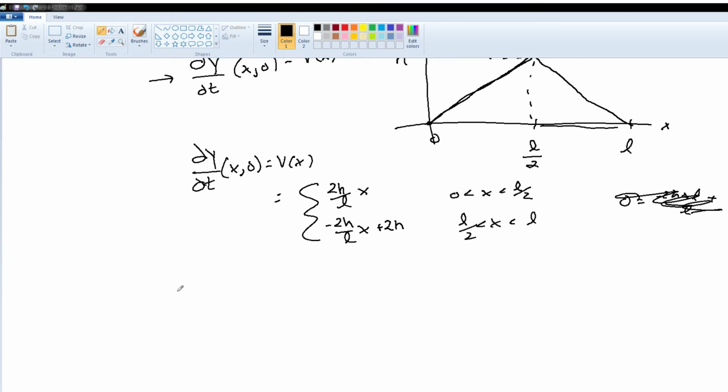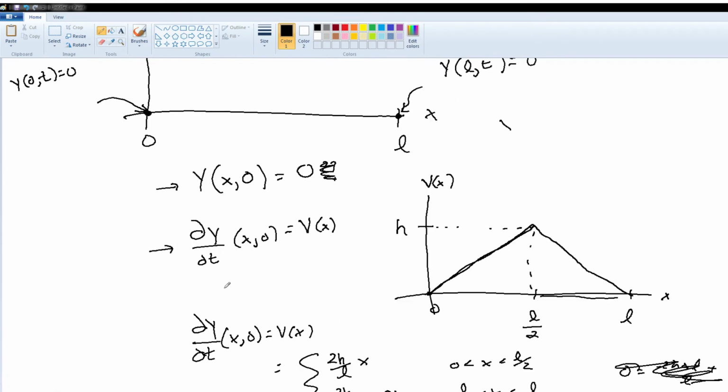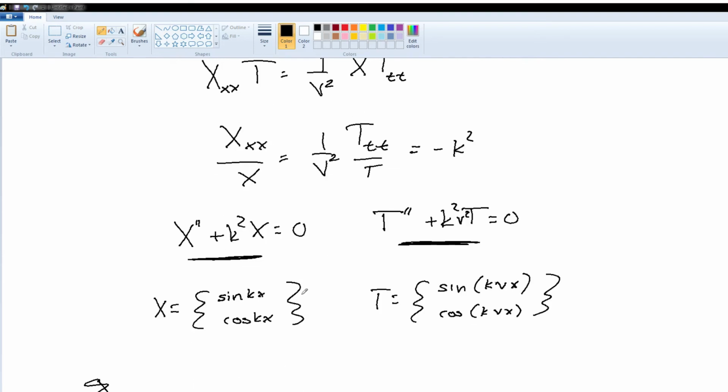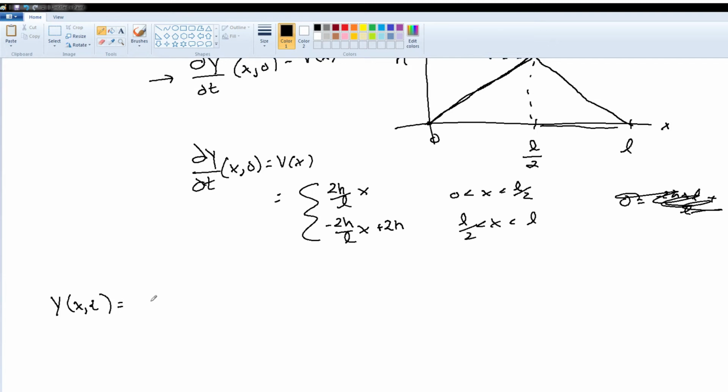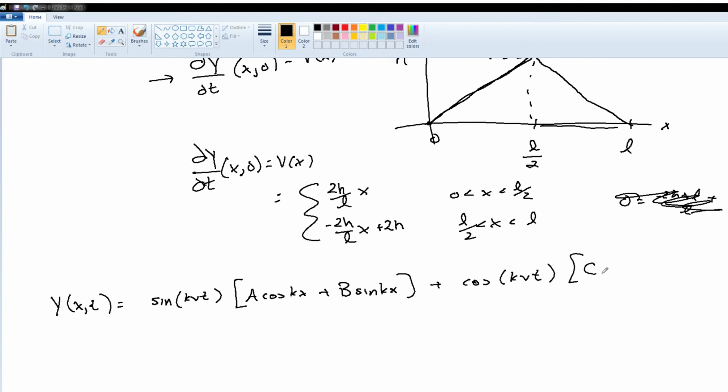So what did we decide our solution is? Well, we said it's some combination of multiples of these. So there's 4 different terms. You have a sine term, you have a cosine term. So it's sine kvt. I don't know the best way to write this. And you have a cosine kvt in there.